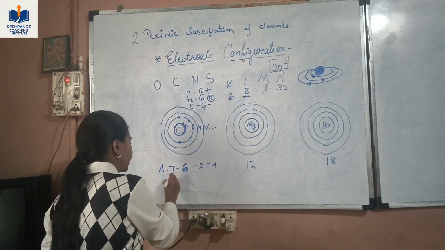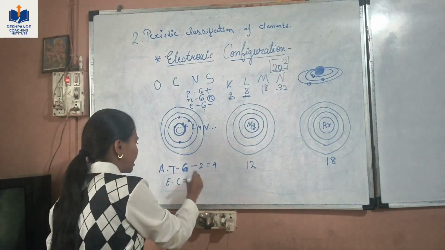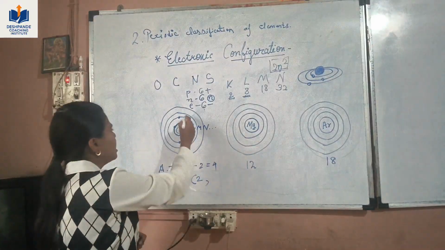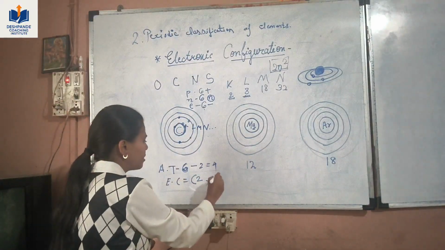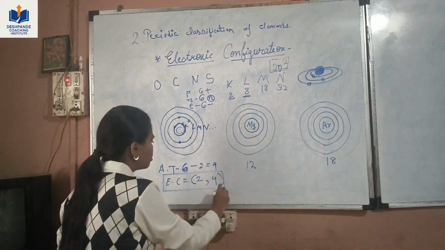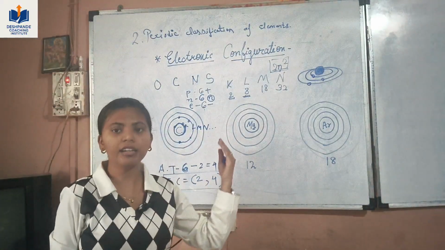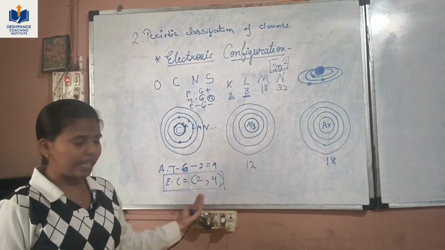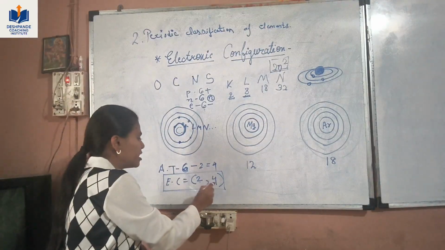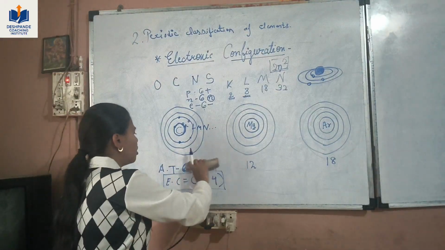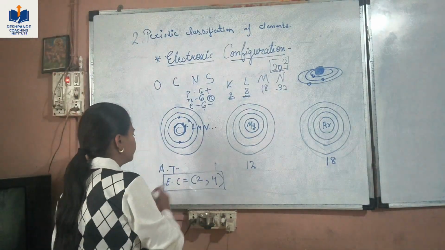The correct way to write the electronic configuration is in brackets. The first shell has 2 electrons, comma, the second shell has 4 electrons. This is the way to write the electronic configuration. If this question comes in the exam, to write the electronic configuration of these elements, this is the correct way to write them. And if we add these electrons, we get 6, which is the atomic number of carbon.